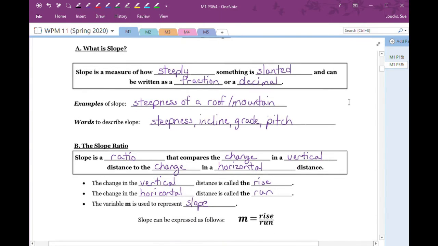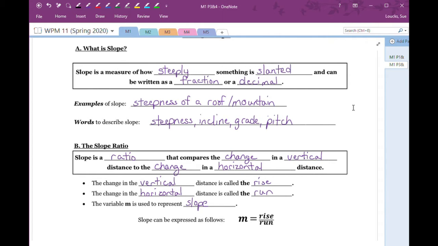Okay, so what is slope? Slope is a measure of how steeply something is slanted, and it can be written as a fraction or as a decimal. So examples of slope: steepness of a roof or a mountain. And words that we use to describe slope can be the steepness, the incline, grade, and pitch. And some of those words are used in particular contexts, as we'll see when we get to the word problems.